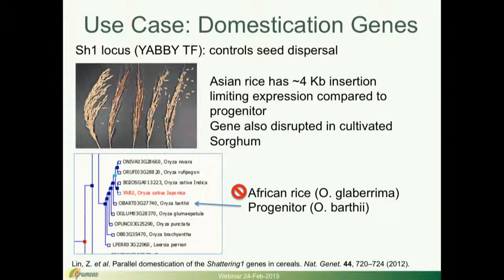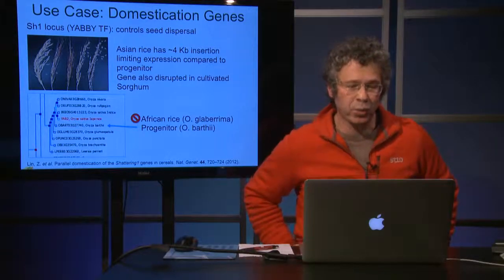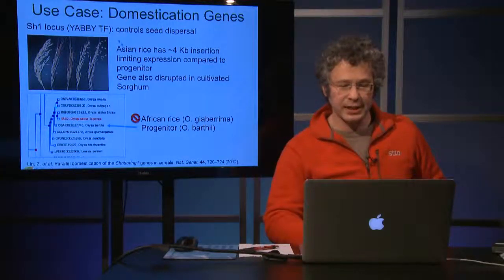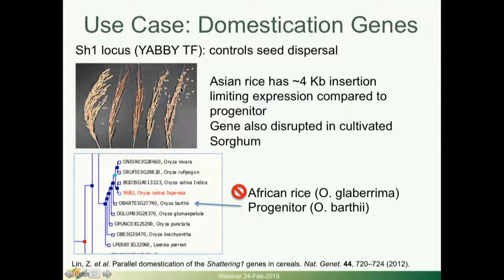So here's an example use case. This is an interesting example of a domestication gene in the cereals. The shattering 1 locus controls seed dispersal, and in the wild type, seeds dehisce and are scattered, and that's what the plant wants to do, to scatter its seed. However, that was not advantageous to early farmers 10,000 years ago who were domesticating crops, and they selected for non-shattering variants. And one of those variants is the shattering 1 locus.